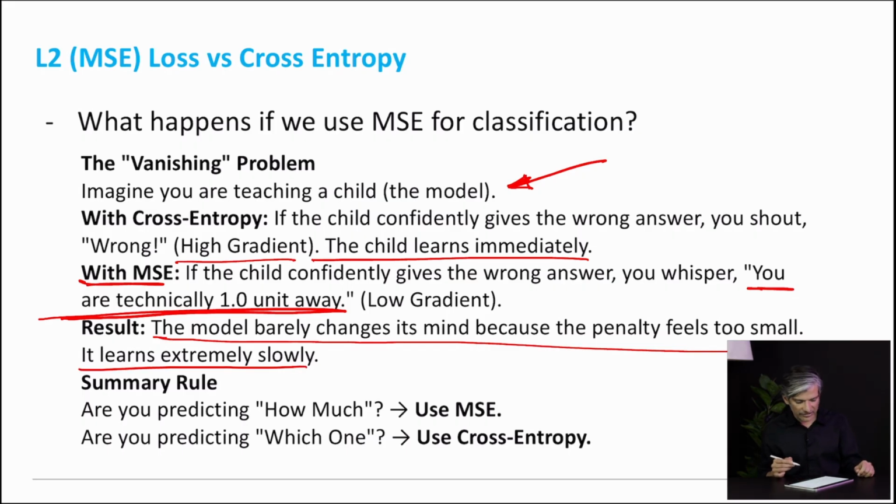It learns extremely slowly. So in summary, the rule of thumb is, if you're predicting how much, you use MSE, the mean squared error, and if you're predicting which one, you use the cross entropy error. Straightforward.